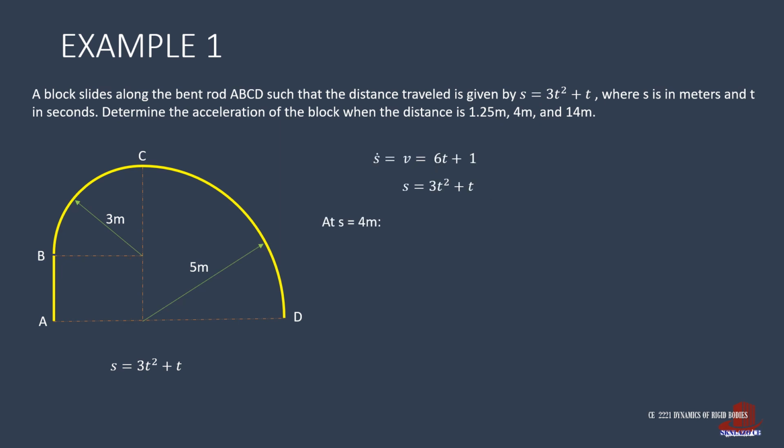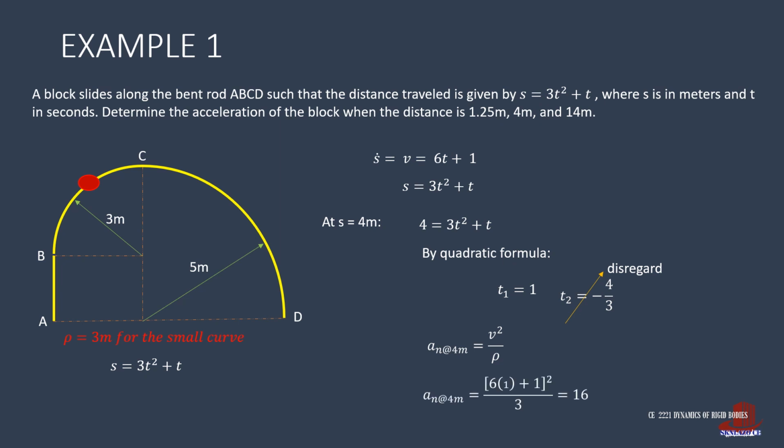Moving on to the next distance at 4 meters. Plug this into the s function to have time computed as 1 and negative 4 thirds through the quadratic formula. Again, there is no negative time, so negative 4 thirds is disregarded. For the radius of curvature, take a look at the illustration and locate where the particle is, which is between B and C. With this location, ρ can be taken as 3 meters.